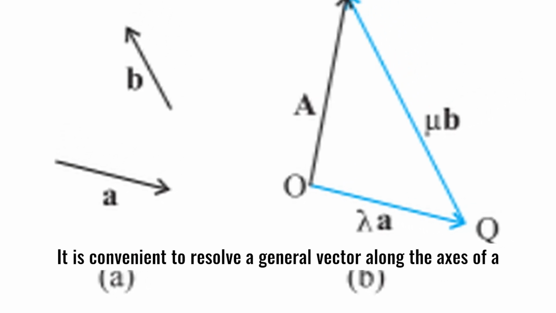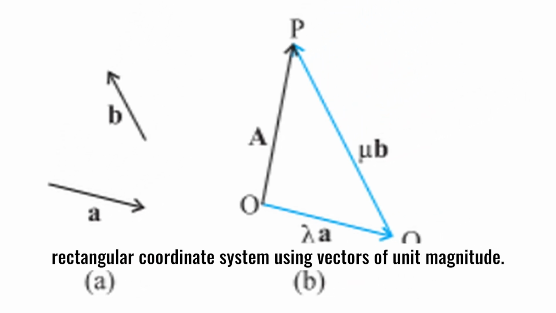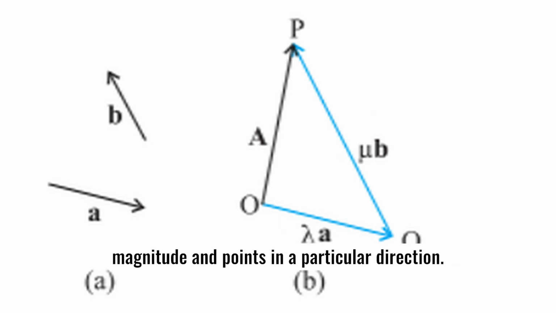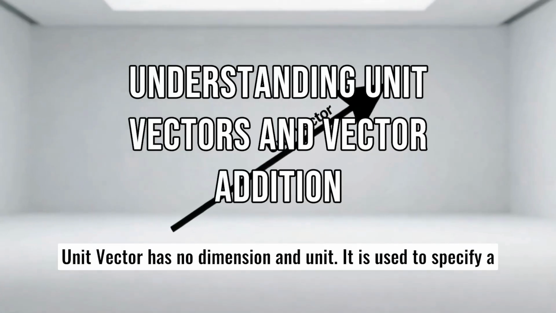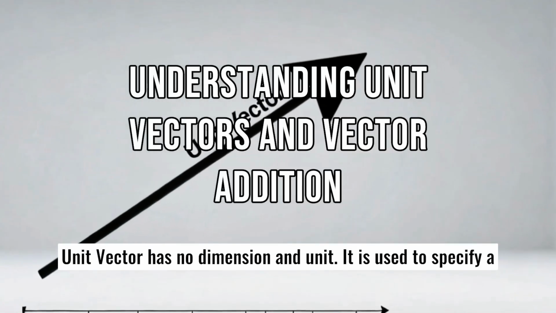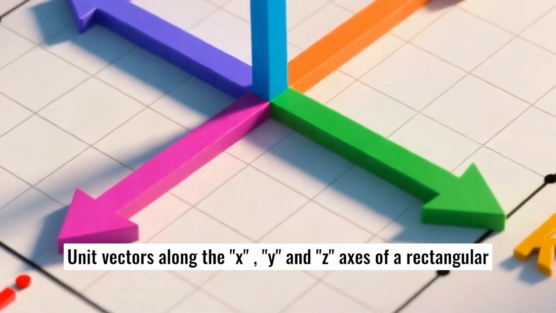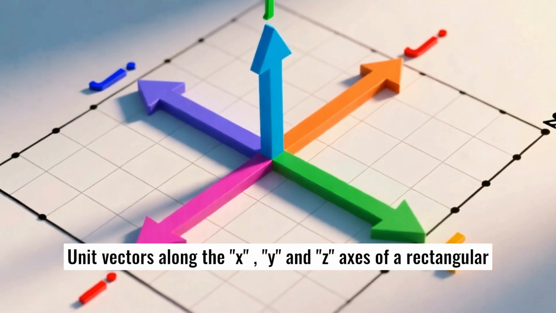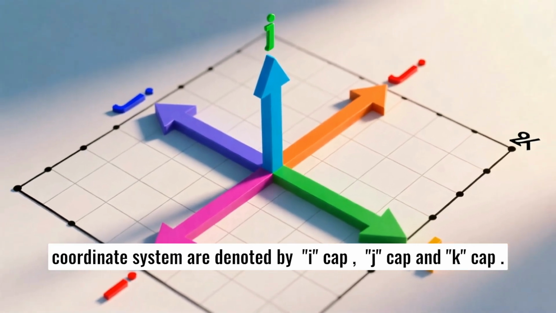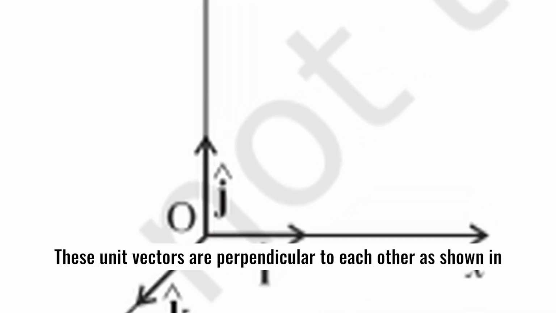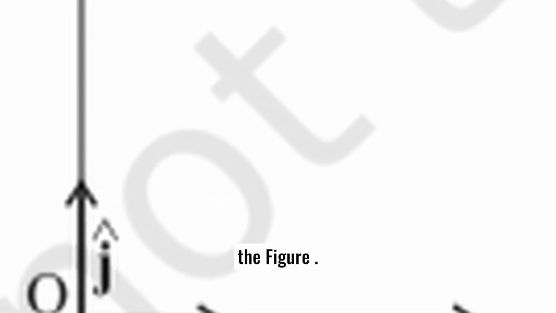It is convenient to resolve a general vector along the axis of a rectangular coordinate system using vectors of unit magnitude. These are called unit vectors. A unit vector is a vector of unit magnitude and points in a particular direction. Unit vector has no dimension or unit. It is used to specify a direction only. Unit vectors along the x, y, and z axes of a rectangular coordinate system are denoted by i cap, j cap, and k cap. These unit vectors are perpendicular to each other, as shown in the figure.